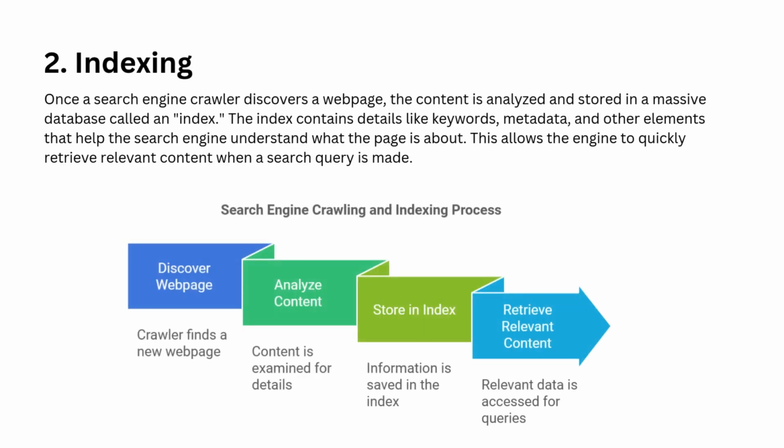2. Indexing. Once a search engine crawler discovers a web page, the content is analyzed and stored in a massive database called an index. The index contains details like keywords, metadata, and other elements that help the search engine understand what the page is about. This allows the engine to retrieve relevant content quickly when a search query is made.